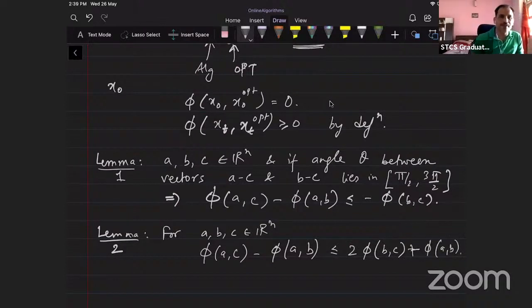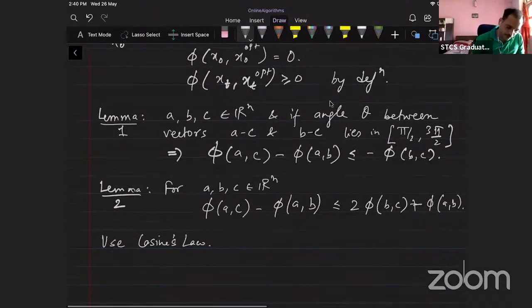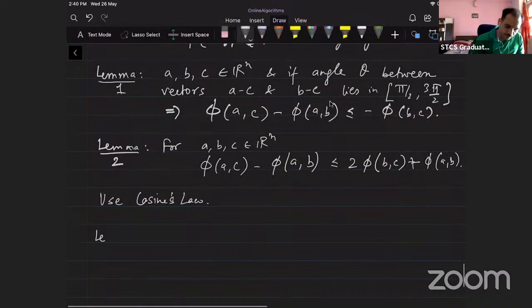So again, this is elementary. You use cosine's law. So there's nothing to be done here. Just use elementary ideas and prove it. Okay. So now comes the first main result. So let's call them propositions.